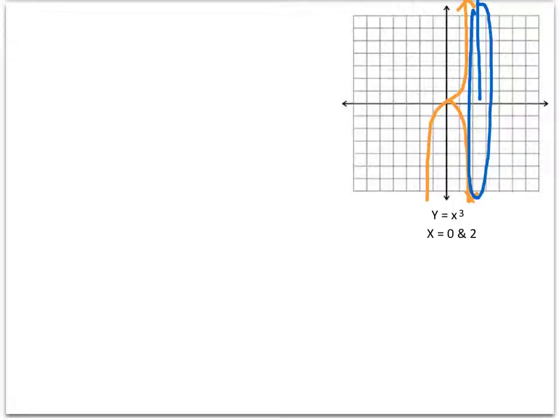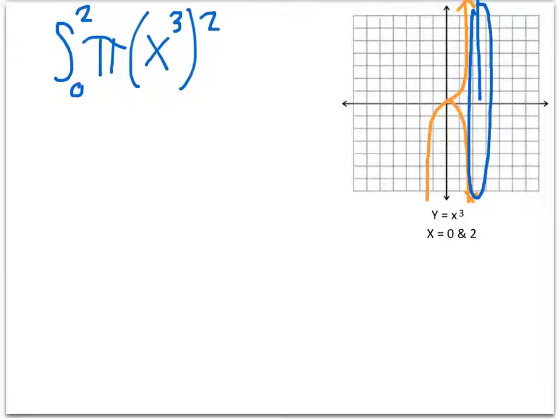So I'm just going to set this up with all the pieces in it already. So then the lower bound is 0, the upper bound is 2, and we're using the same circle equation. So then we have pi times the radius squared, which in this case is x cubed squared. So we pull out the pi, and we have the integral between 0 and 2, and we can simplify this x cubed squared. That will just equal x to the 6th.